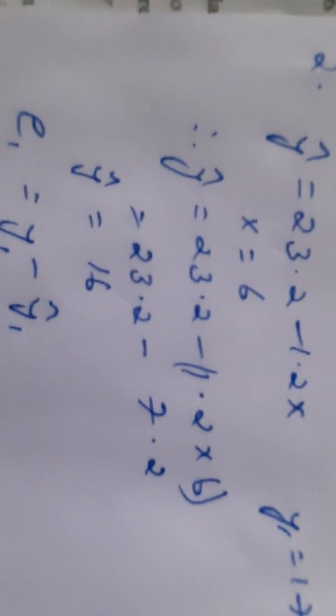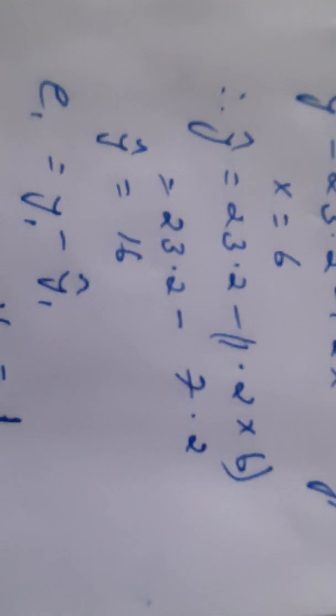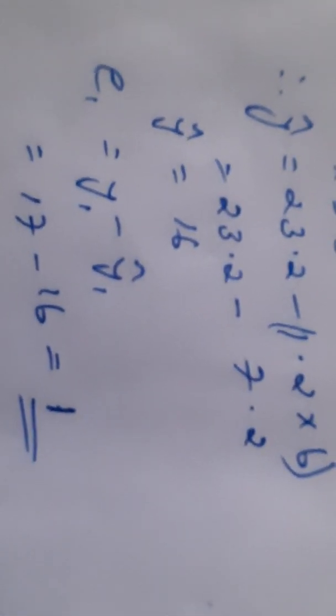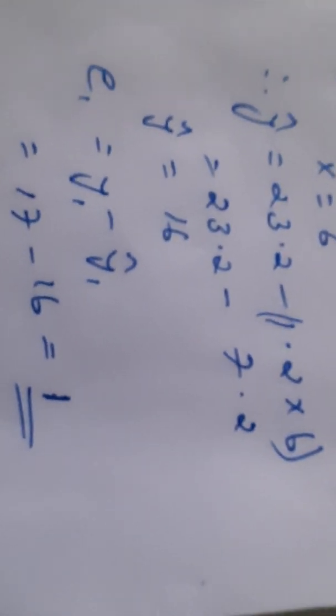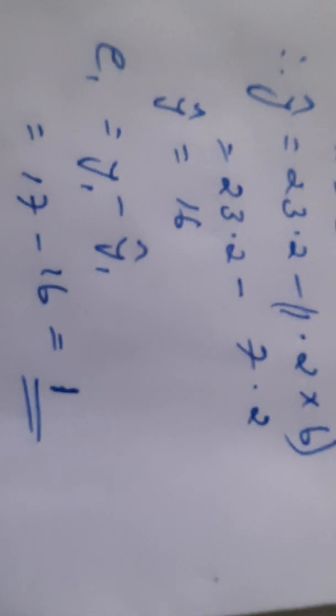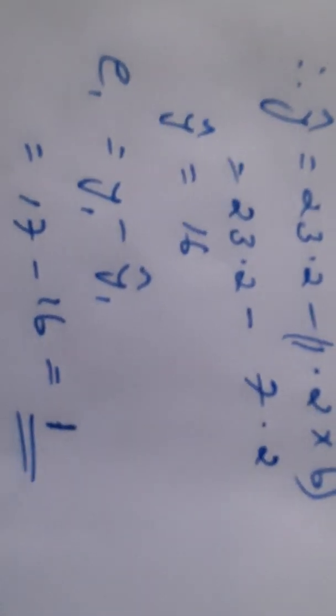So the difference is the error. ei is equal to yi minus y cap i, which is equal to 17, which is the observed value, minus y cap, that is the estimated value, 16. So 17 minus 16 is 1. So the answer to the question is 1. Okay, that is the second question.